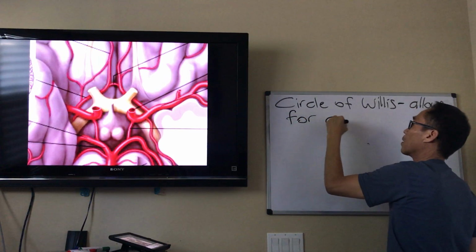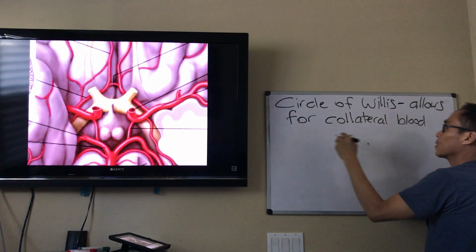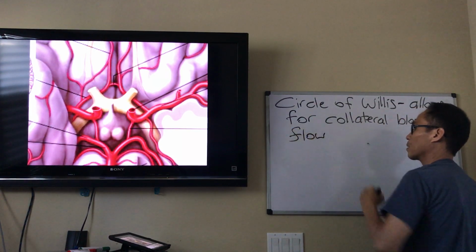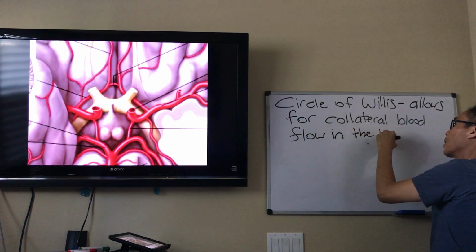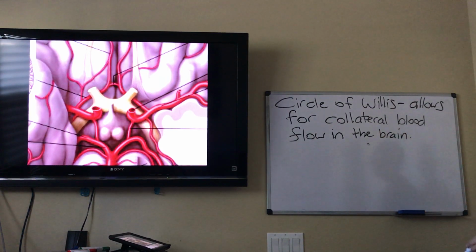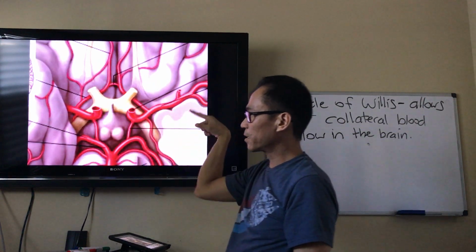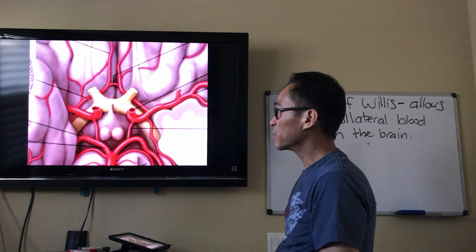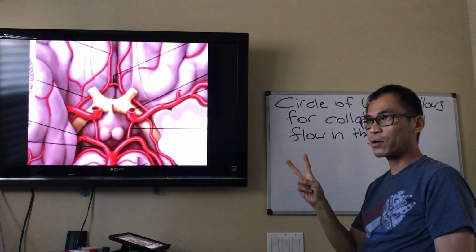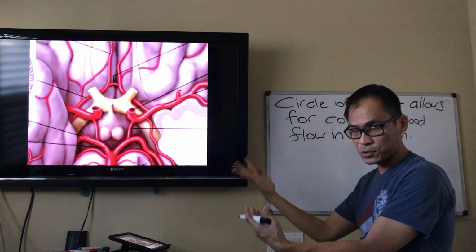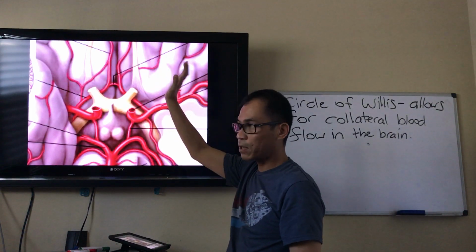It allows for collateral blood flow in the brain. That could really prevent a stroke if there's a blockage on one side. Collateral blood flow from the other side can compensate because everything's connected. So this is what we teach for blood supply to the brain. The two arteries, the internal carotid artery and the vertebral artery, give you this whole circle. So we can teach half of it now, the top half, because I just talked about the ICA.